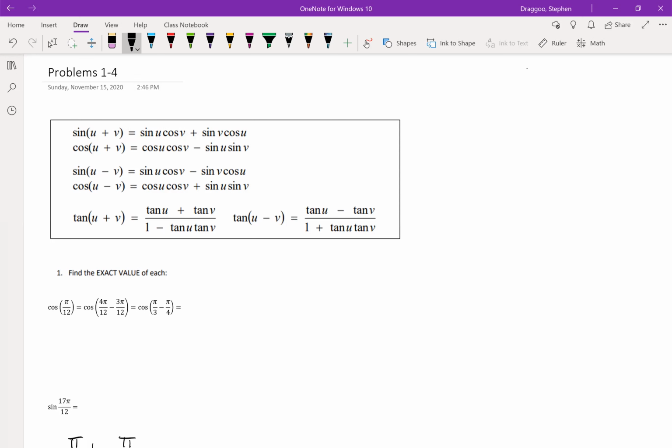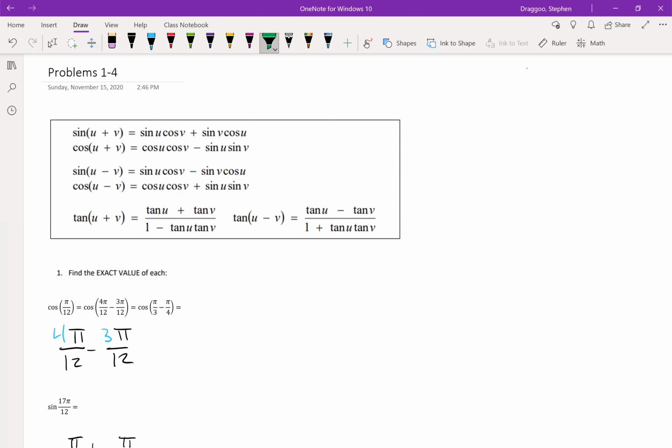So what I can do is rewrite pi over 12 as the difference between, this is 4 pi over 12 and 3 pi over 12. All right, so splitting that up, 4 minus 3 would be 1, giving us pi over 12. And both 4 pi over 12 and 3 pi over 12 simplify to something we know on the unit circle, that being pi over 3 and pi over 4.